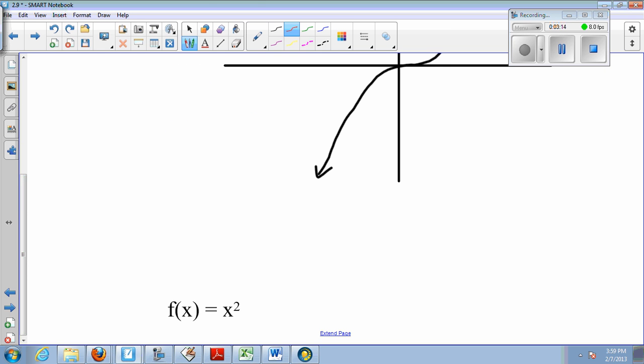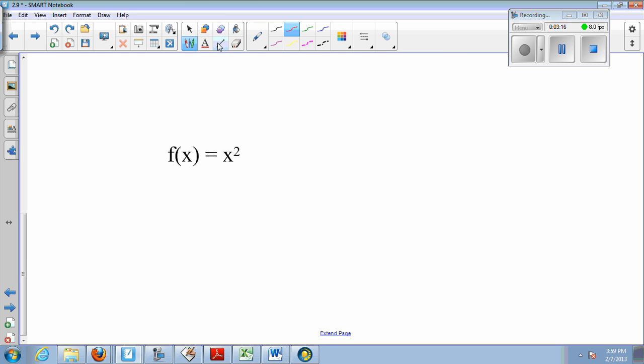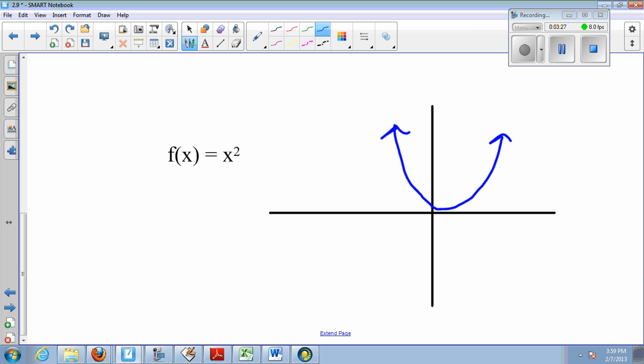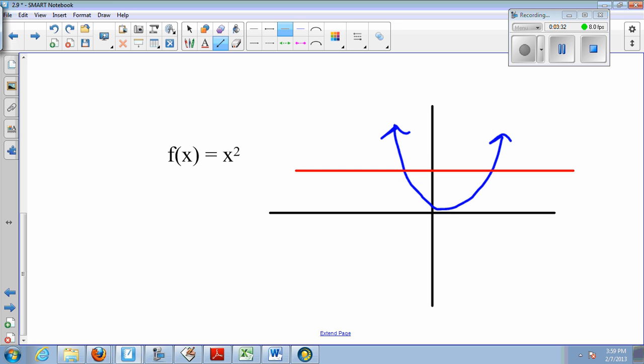If we try f of x equals x squared, we know that's going to be in the shape of a parabola. And we can tell right away that this is not one-to-one. All quadratics are not one-to-one, so no quadratics are one-to-one.